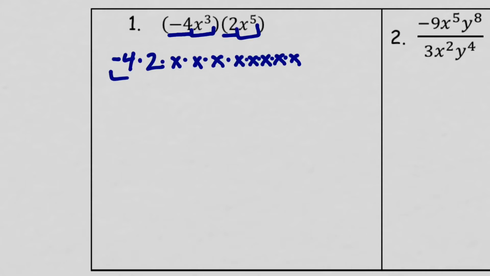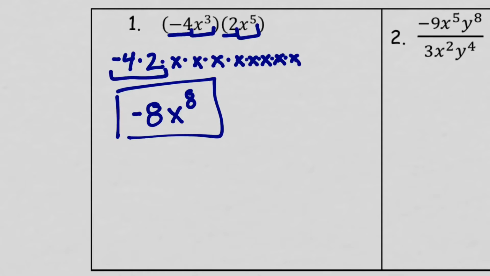Well, I know how to do a -4 times 2. That's going to give me -8. And now I could have gone straight to the rule, number 1, where I just added my powers, or I can count up all my x's individually, which is what I like to do. So I've got 1, 2, 3, 4, 5, 6, 7, 8 x's. So my answer is -8 times x to the 8th power. And that is the same thing as had I used the rule. I'd be multiplying those, and then I would add my powers, and 3 plus 5 is indeed 8.